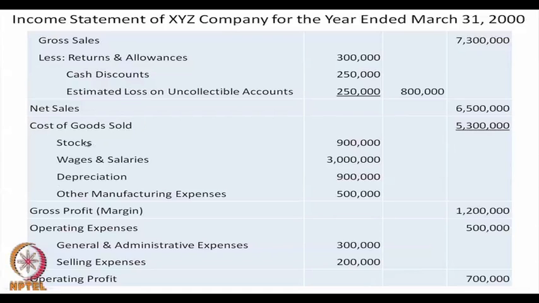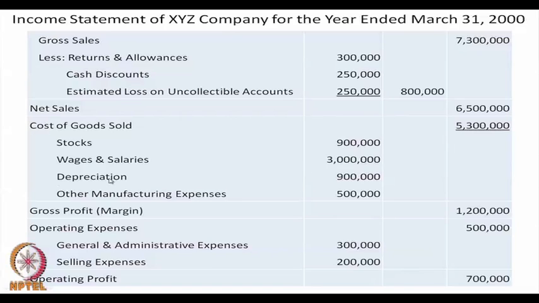The various elements that are taken here are the direct material, written here as stocks, 900,000, and the direct labor, wages and salaries, is 3 million rupees.